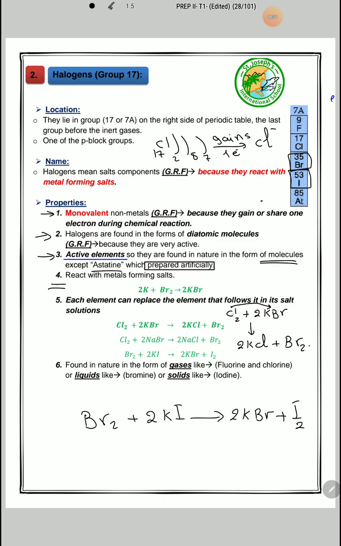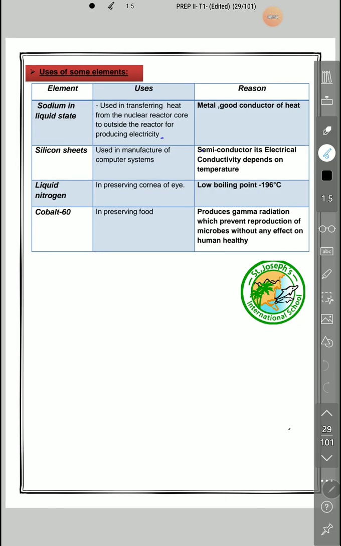Number 6, their physical structure or their physical state. Two halogens are found in the form of gases like fluorine and chlorine. They are gases. Or liquids like bromine. And finally, iodine is the only solid in the halogens.